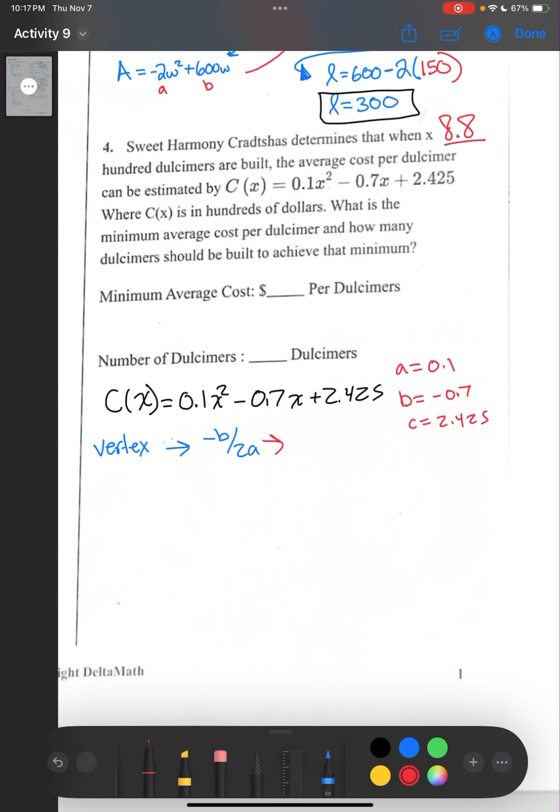So from here, we find our vertex, our x input. We have the negative of negative 0.7 over 2 times 0.1. So from that, we can write that a little simpler here. That's a positive 0.7 over 0.2. Now you can put that in your calculator, or do it in your head, whatever makes sense to you. That gets you 3.5. Now that is our x input.